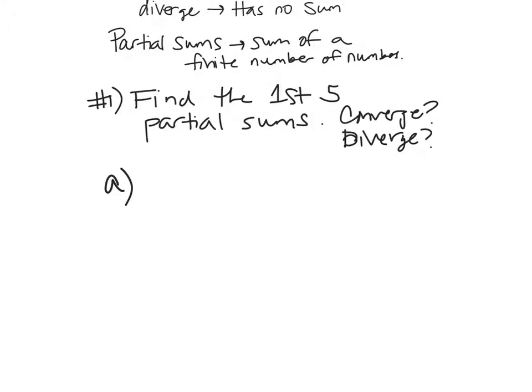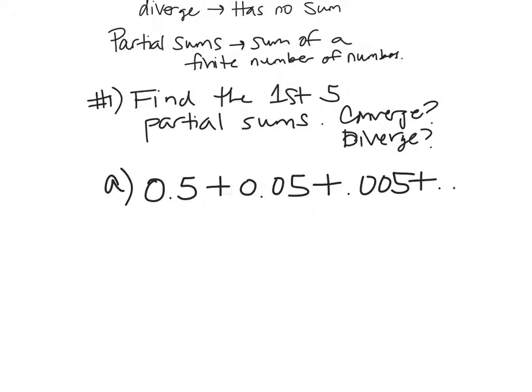I think we did this one yesterday. I kind of want to do a different one, though. No, we'll just do this one. Okay, suppose that I have this infinite sum of numbers: 0.5 plus 0.05 plus 0.005 plus dot, dot, dot. What I'm going to do is find the first 5 partial sums. I'll show you what that looks like.